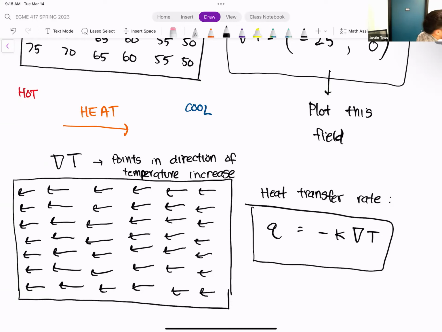But anyway, you can see from this equation that we have our gradient, and more importantly, we have this negative sign. What that's telling us is that when we take the opposite of the gradient, the minus direction of the gradient, that's the direction that heat is going to go. And that's exactly what we see here. Heat is going in the opposite direction of temperature increase. In other words, heat goes in the direction of temperature decrease.